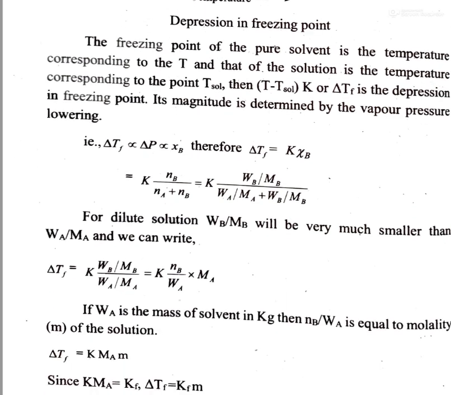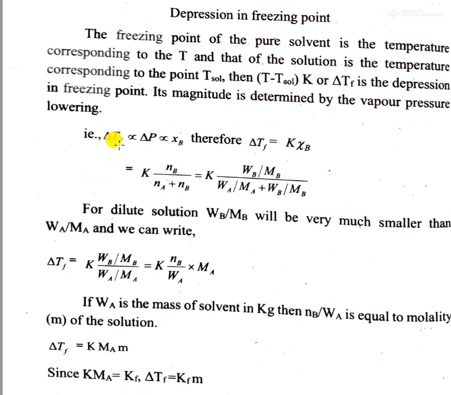And the equation delta Tf will be equal to K into NB divided by WA into MA. Here NB is the number of moles of B, that is derived from WB divided by MB. And again we can replace a few terms using a constant K. So delta Tf is equal to K into MA into m, where m is the molality of the solution. So the equation becomes delta Tf is equal to Kf into m. These two terms, K into MA, are replaced by another constant called Kf.